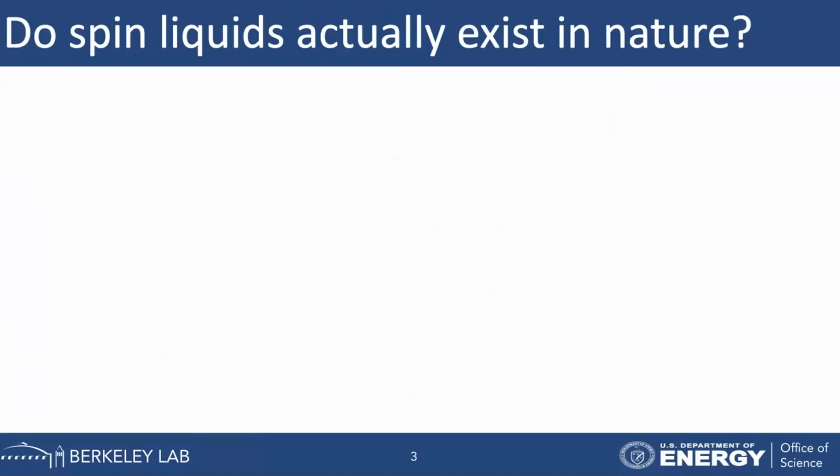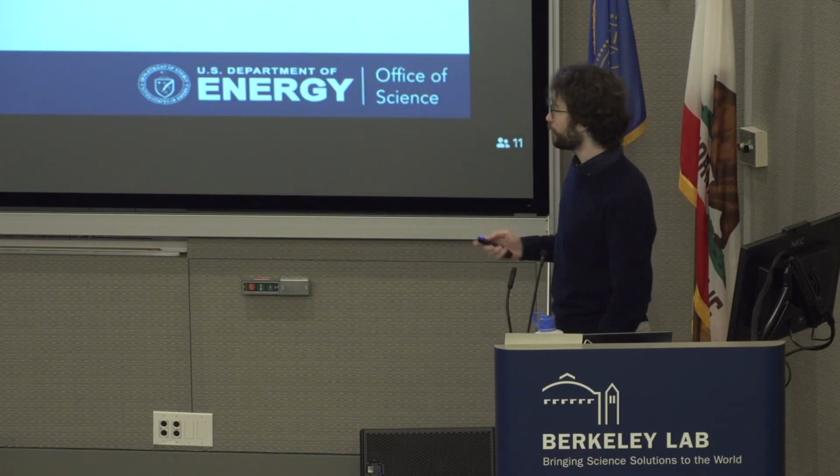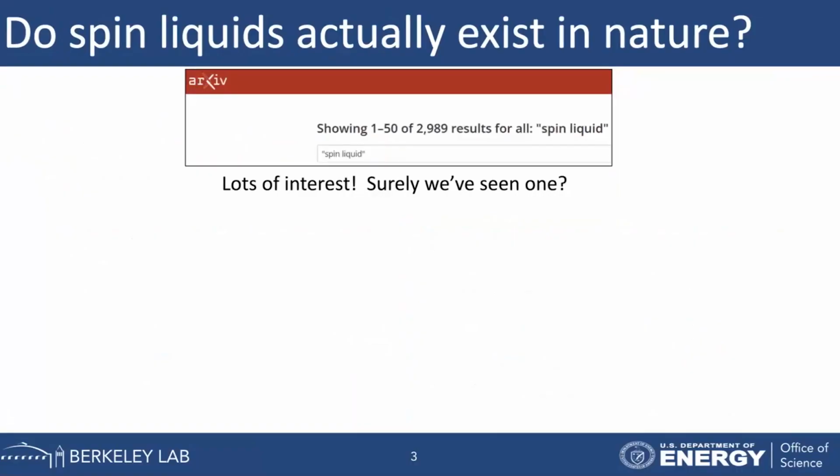Okay, so do these things actually exist? Well, of course, this is the question we want to answer. But you might think, based on going to the archive and searching for a spin liquid, and you find that there's 3,000 results, so people have been studying this a lot. Probably people wouldn't be studying it if they didn't exist. That's what you would think. But actually, the answer is they probably exist, but we aren't actually 100% sure.